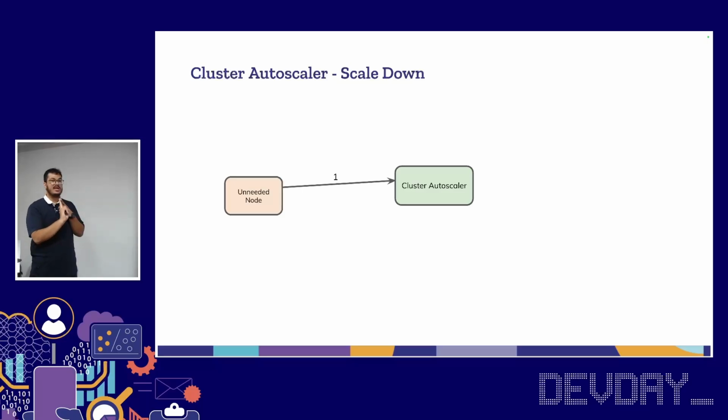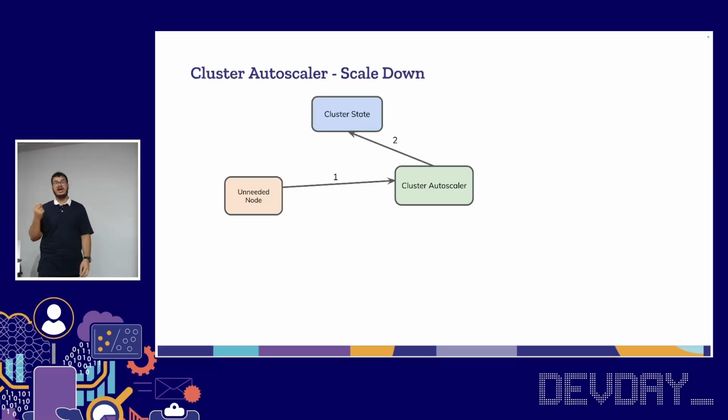The second criteria is that scale down is currently not disabled. Scale down can be disabled by setting a flag in Cluster Autoscaler. So this is the second criteria. The third criteria is that the pods on that node can be removed and scheduled onto other nodes in the cluster. That means the items within that node can be taken out and put into existing bins on that cluster.